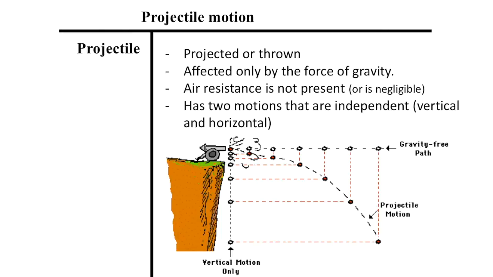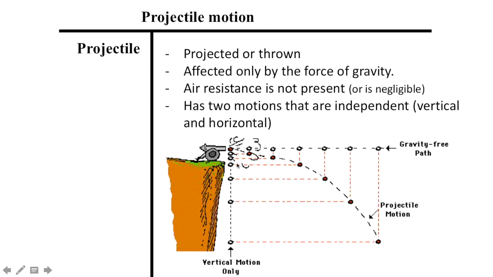A projectile is any object that is projected or thrown. This could be done by hand or by some machine. It is under the influence of only gravity. We disregard air resistance. We ignore it. One distinct feature of projectiles is that there is vertical motion and horizontal motion occurring at the same time.